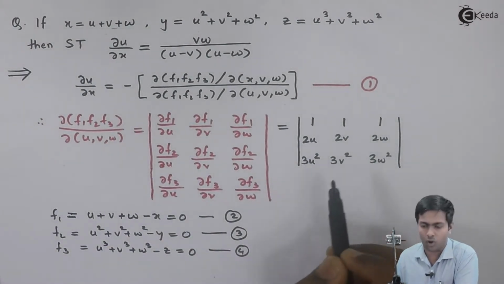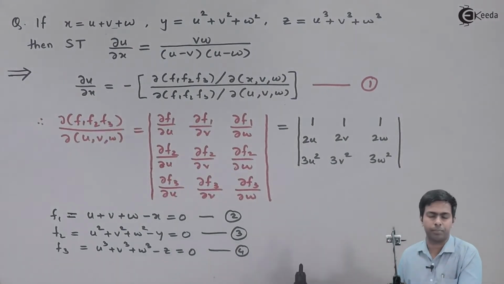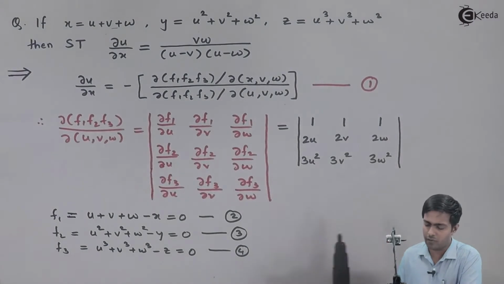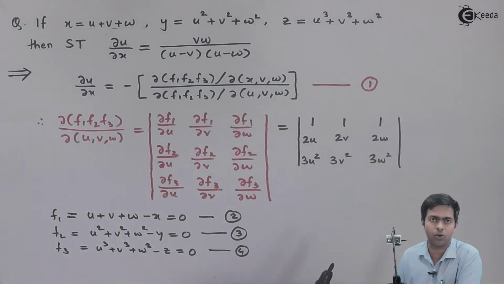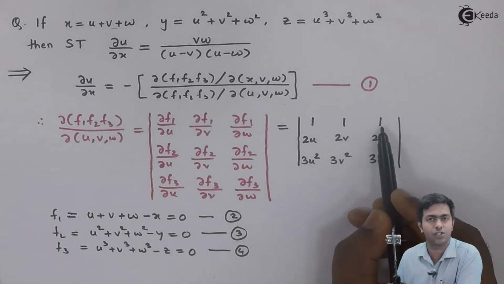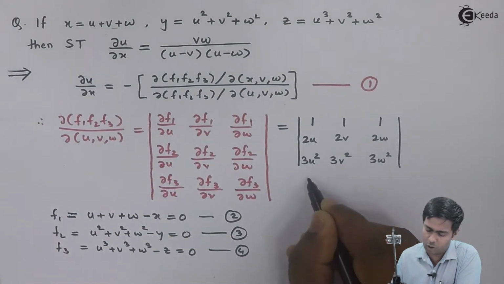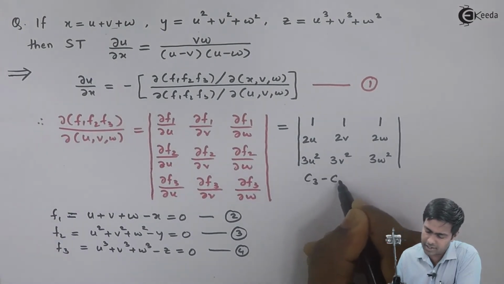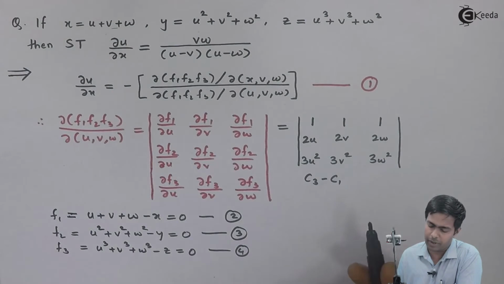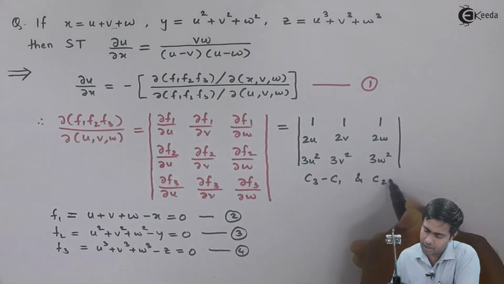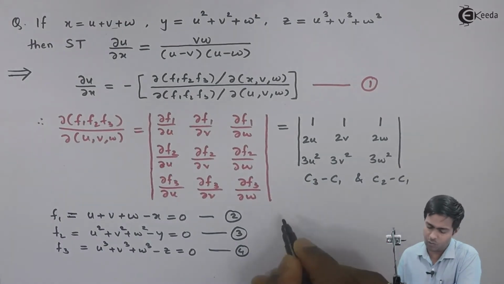So instead of solving it directly, we will use some properties of determinants to simplify it so that we get the values very easily. To simplify this determinant, I'll try to bring 0 at these two positions. To bring 0 at this position, I'll use the operation C3 minus C1, and to bring 0 at this position, I'll use the operation C2 minus C1, and let's see what we get.